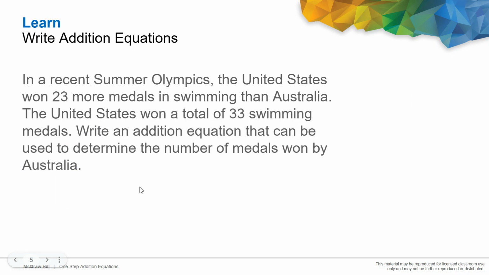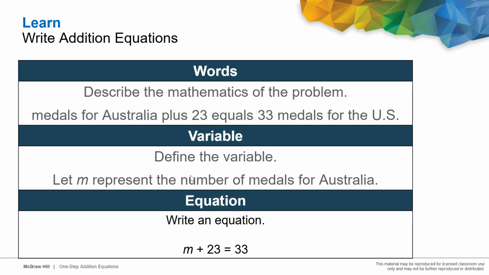All right, here is what we're gonna do. In a recent Summer Olympics, the United States won 23 more medals in swimming than Australia. The United States won a total of 33 swimming medals. Write an addition equation that can be used to determine the number of medals won by Australia. So we're going to first do the words. So medals for Australia plus 23 equals 33 medals for the US. So remember, we just pulled out the most important stuff from that paragraph word problem that they gave us.